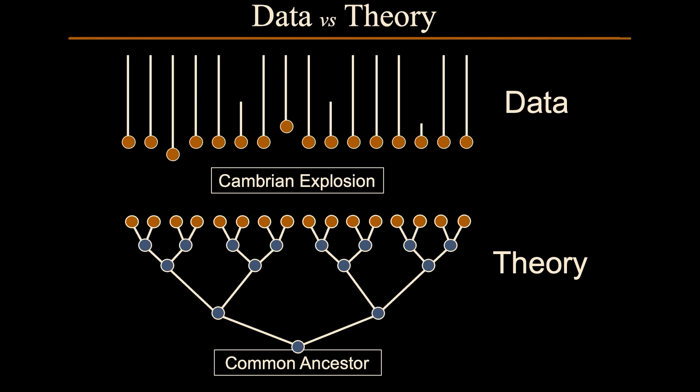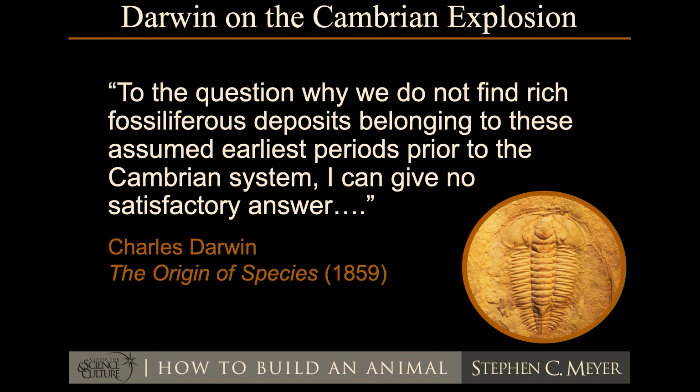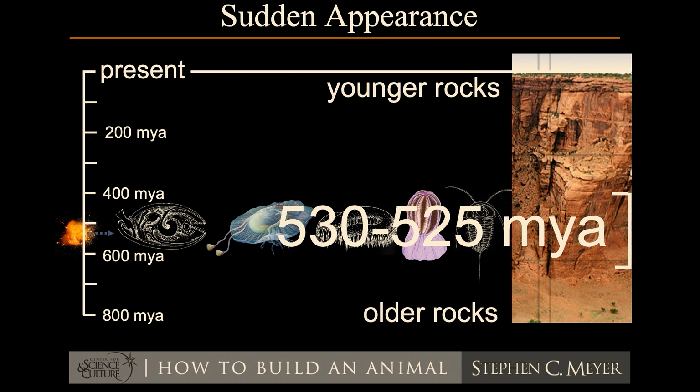Now, Darwin himself was aware of this all the way back to 1859. In The Origin, he writes, to the question why we do not find rich fossiliferous deposits belonging to these assumed earliest periods prior to the Cambrian system, I can give no satisfactory answer. So he acknowledges it as a problem. I talk a lot about what I call Darwin's doubt. It wasn't a doubt about whether his theory was true. He was convinced it was, but he doubted that it was an adequate explanation for all classes of evidence, especially this one. The problem of the Cambrian explosion, though, has become even more acute in the ensuing years.